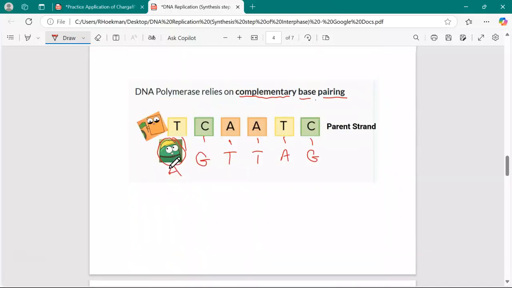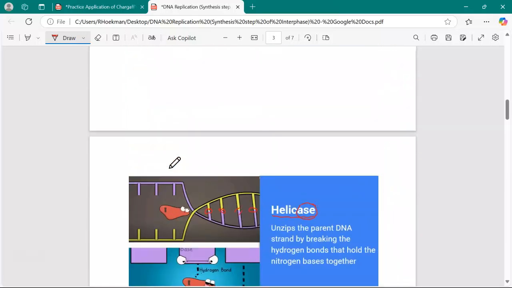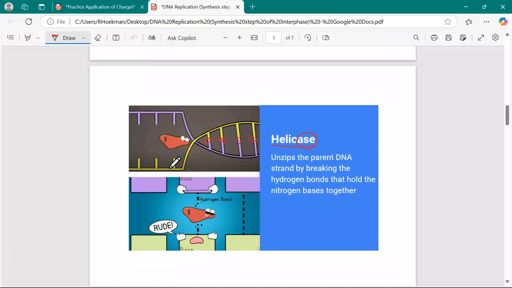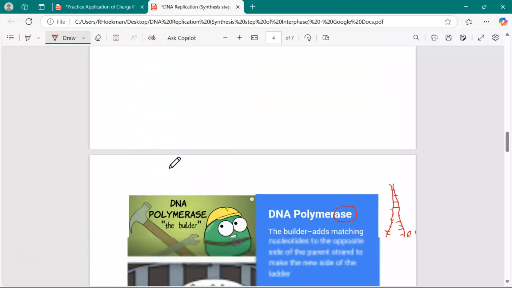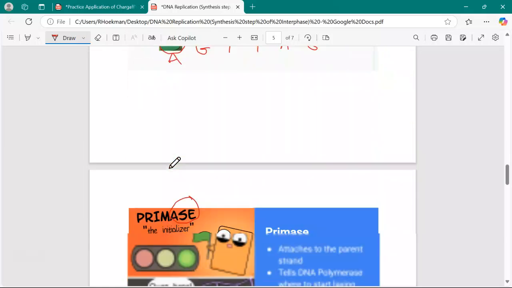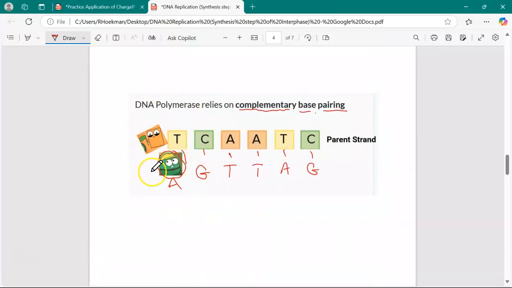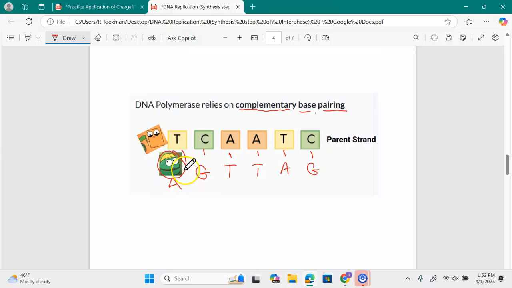Okay, so we've got all of these players that are doing their part. We've got our helicase, which is going to unzip the DNA strand. The ladder's going to get split in half. And then the DNA polymerase wants to build the new strand attached. It wants to build the new part of the strand, but it doesn't know where to start. So primase is going to tell it where to start. And then DNA polymerase, the dumb builder, will start building the strand.